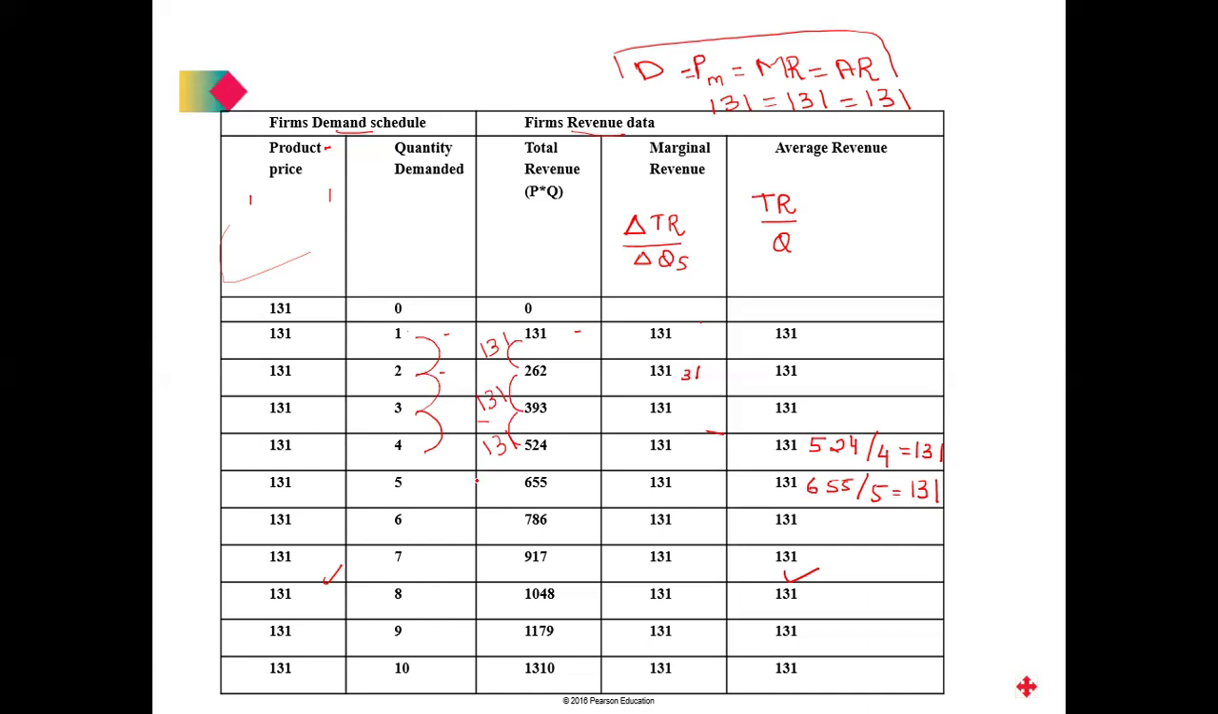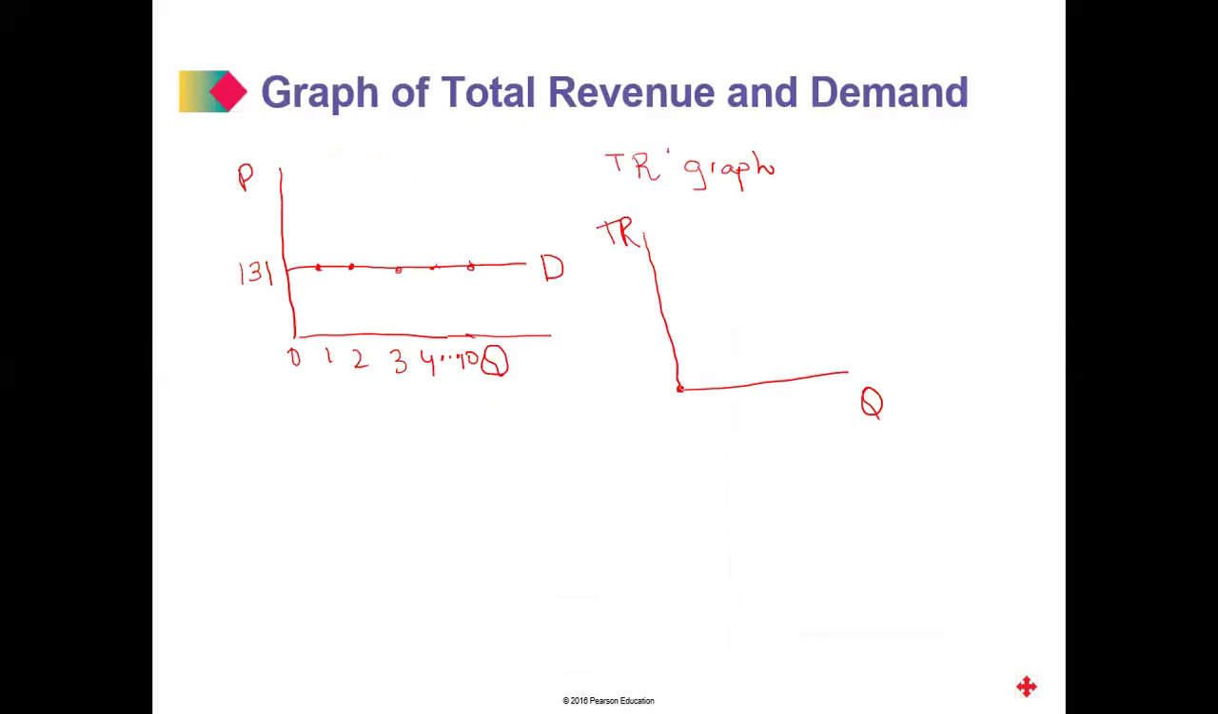So when a variable increases by a constant amount, the graph is going to be a straight line. So this is going to be a straight line. So this is our total revenue line. And if you want to go deeper into this, we are going to talk about the slope of total revenue.